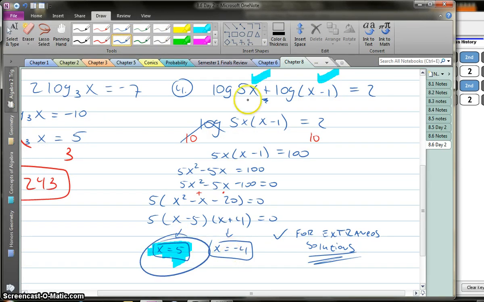Now negative 4 would be log of negative 20 plus log of negative 5. Now, we cannot do that, again, for this reason. It's going to be impossible to get that to equal one another. So negative 4 is an extraneous solution. So again, we have to check to see what makes the log negative. And if it does, it cannot be a solution, and that would be our extraneous solution.